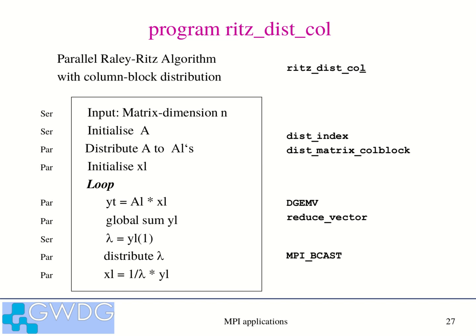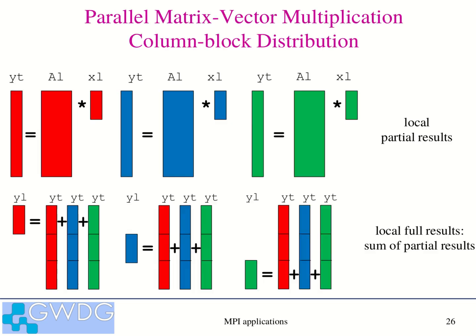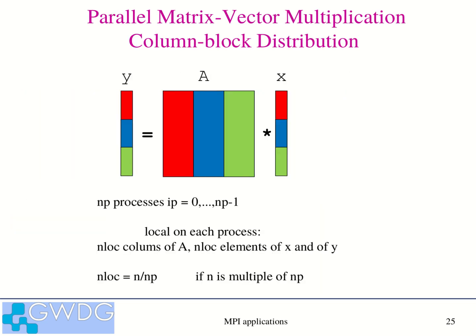Okay. What do we have to do to program this algorithm? First thing is we have to decide how to distribute the matrix. That means we have to decide how many columns will reside on any process.